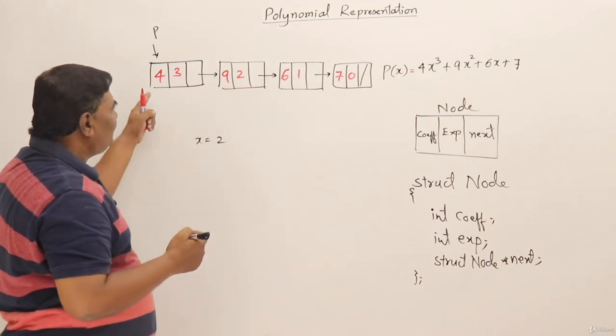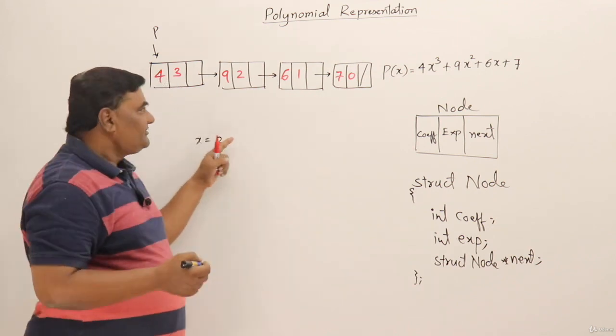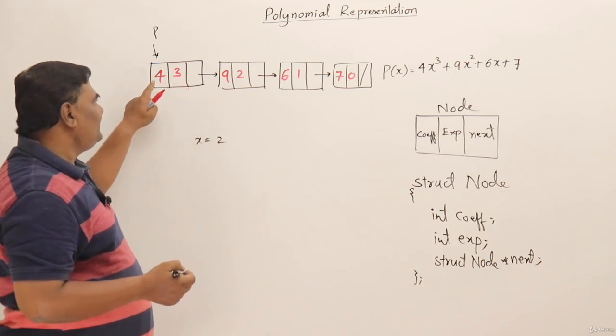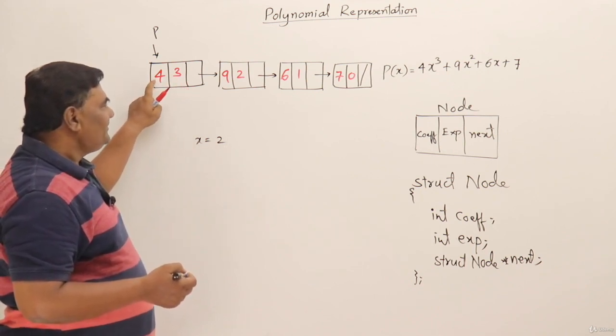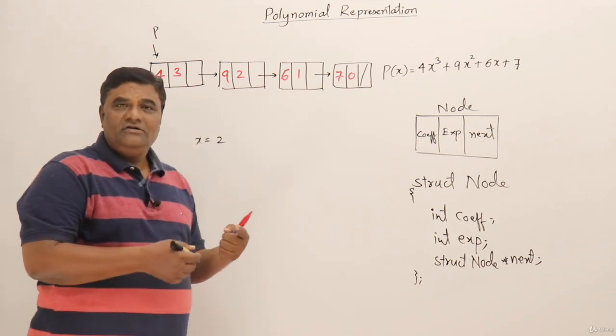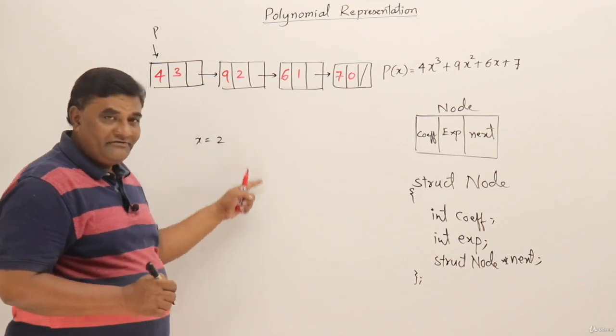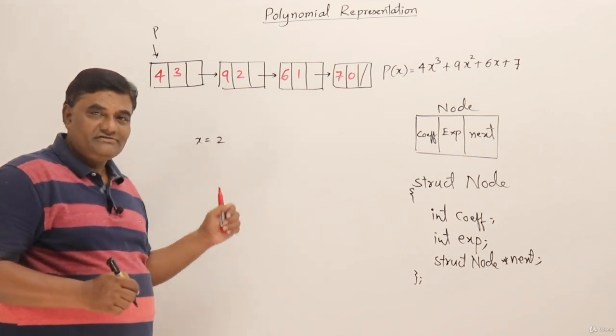So I have to scan through the linked list. At each node, I should raise the value of x to this exponent, and the result should be multiplied with this coefficient. And add all the values, I get the result. So the procedure is very simple. So I will write a function here for evaluation.